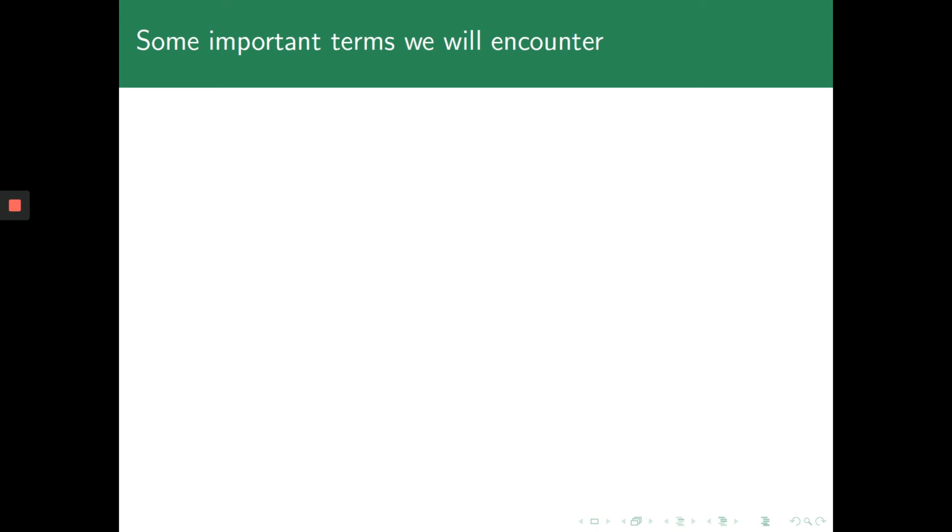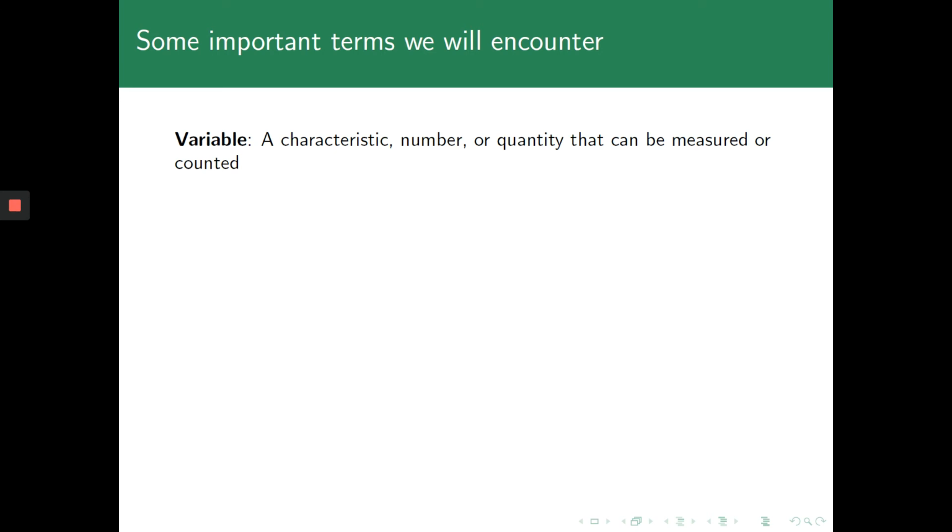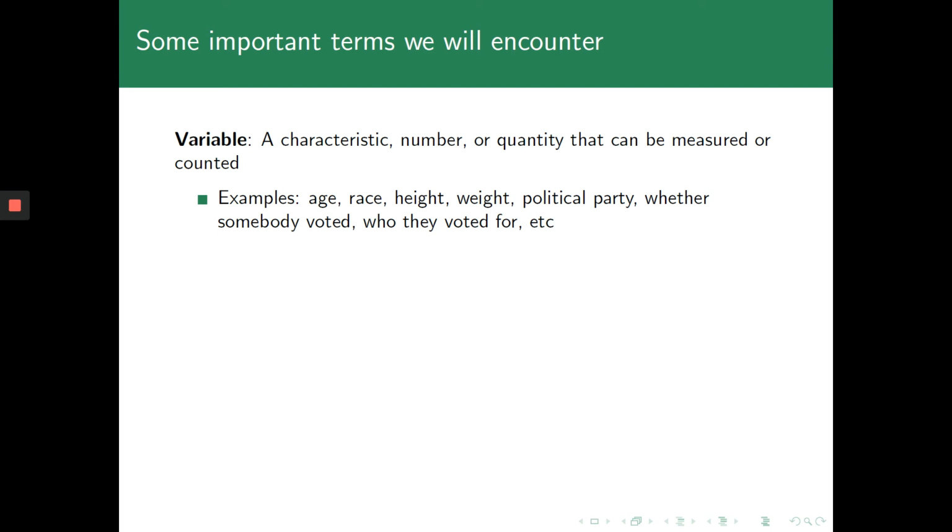So as we're moving on and being a little closer to informed consumers of science, let's talk about a couple of terms you're going to encounter in various papers throughout the semester and how you can navigate them. So having some definitions might help you. Okay, so let's start with a variable. A variable is just some characteristic or number or something that can be measured or counted. Examples are things like age, height, weight, political party, somebody voted, for whom they voted.